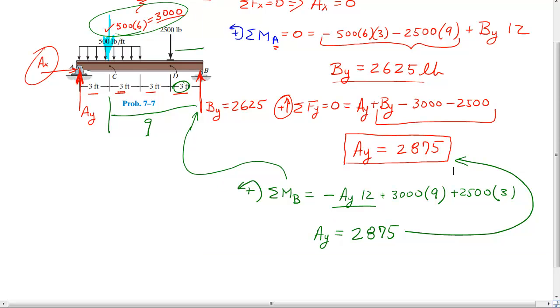Now what do we do? We need to use those in order to determine the loads at the points that we're interested in. He's identified these two points, so I'm going to clean up the diagram a little bit, and we're going to focus on point C first.